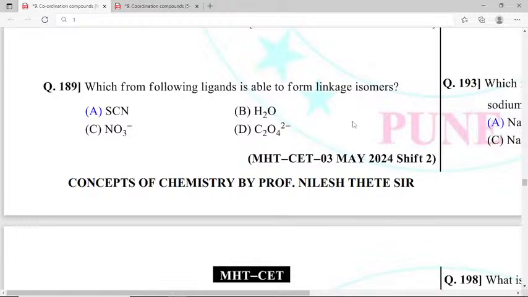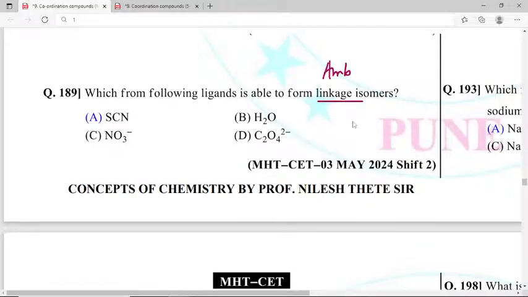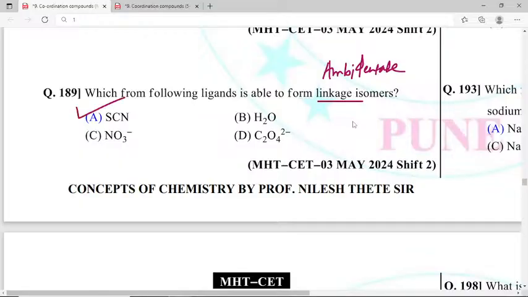Which of the following ligands is able to form linkage isomers? Linkage isomerism occurs with an ambidentate ligand. So SCN, isothiocyanate, gives linkage isomers.